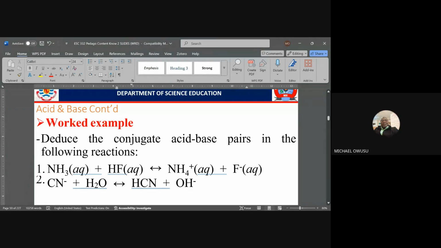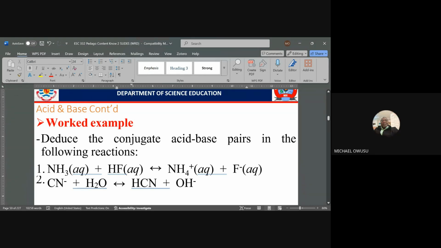What kind of pair are you referring to? I'm referring to HF, which is the acid and the reactant. Terminology, please listen. If you say its conjugate pair, is it the acid pair or the base pair? That's the question. Its base pair. The HF base pair is F ion.